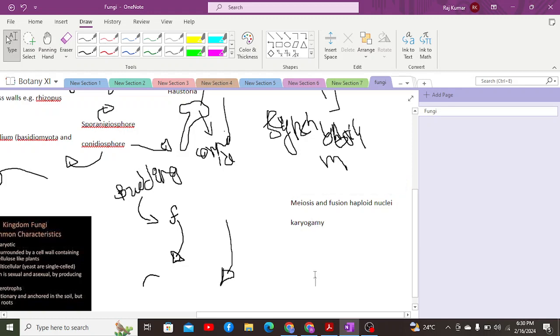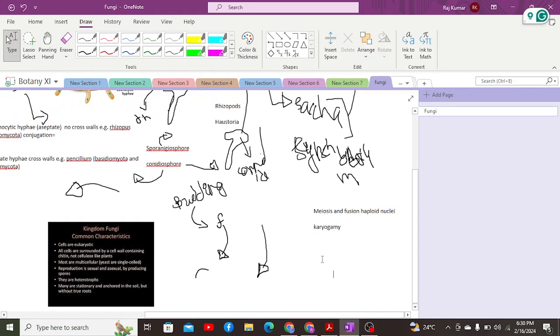Now, how will this process occur? Let's discuss. The process will occur in such a manner that first, the two haploid cells, having the two haploid nuclei, will perform a process known as plasmogamy. Plasmogamy means their cytoplasm will be mixed. And once plasmogamy occurs, after that there will be the process of karyogamy.